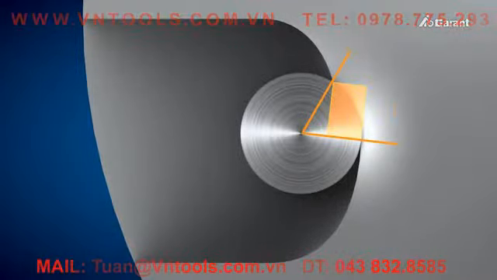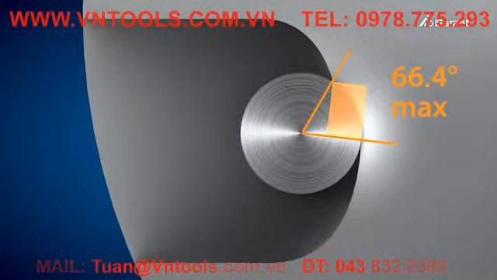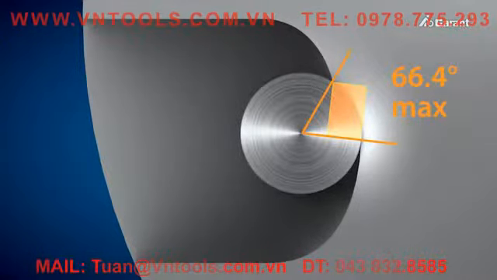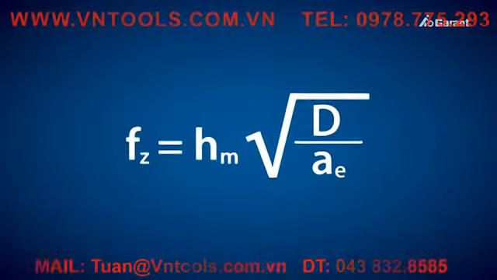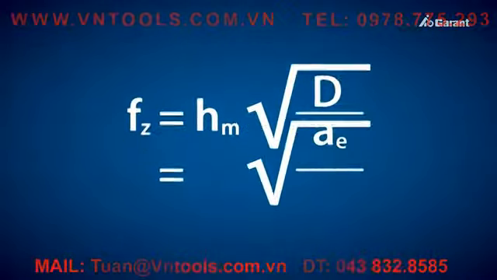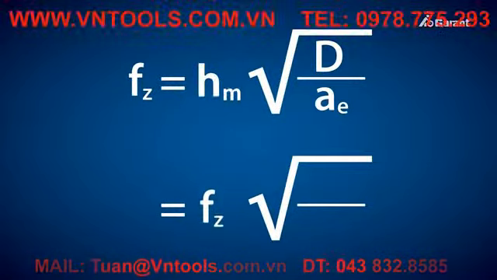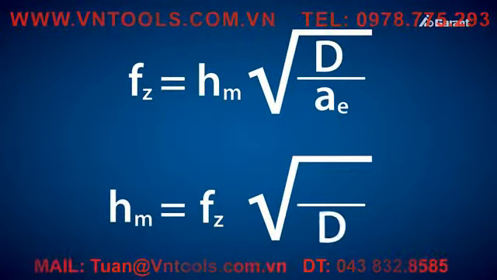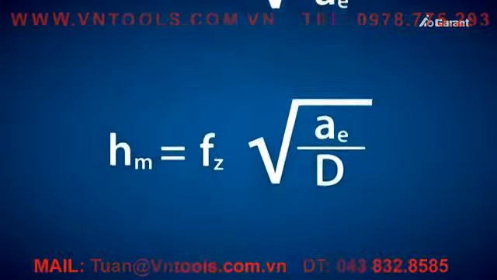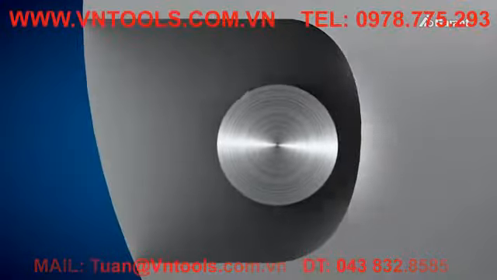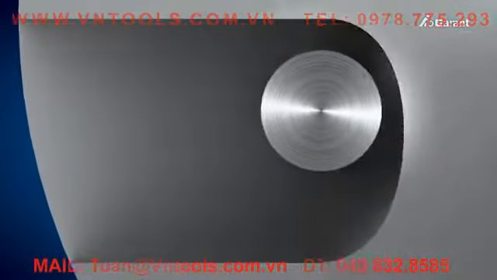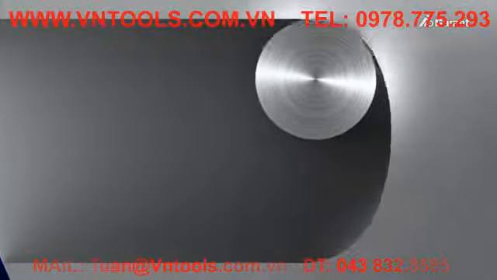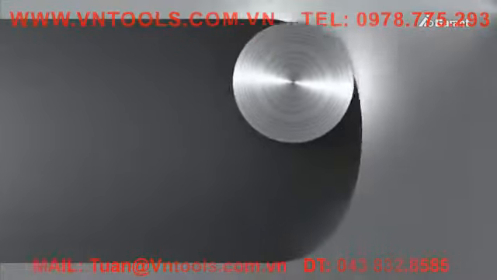Take for instance aluminium, which for best results should be limited to a maximum of 66.4 degrees or 0.3 times D. Because of the variability of AE, we can now revise the formula as follows. So from now on, it's the average chip thickness HM that is constant. Modern CAM systems and controllers now use the constant value of the average chip thickness, that is HM, to calculate and control the optimum milling path, thus ensuring maximum machining efficiency.